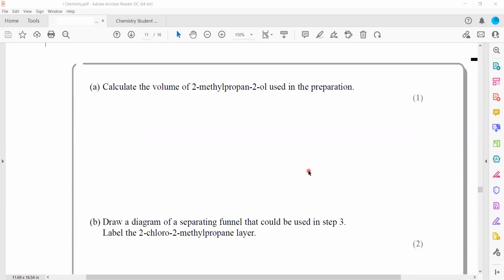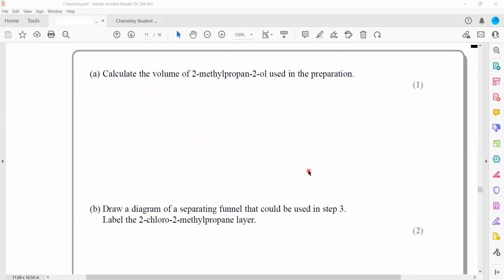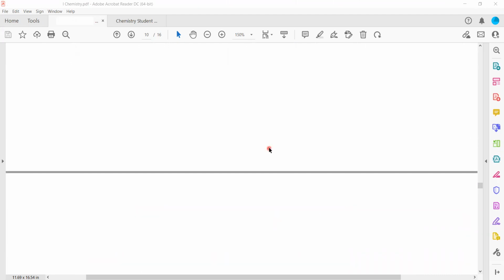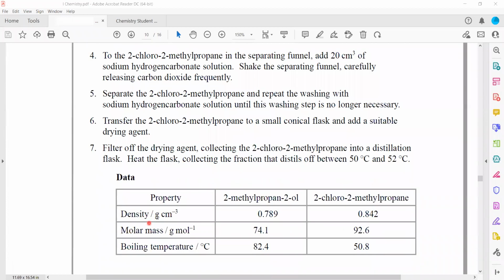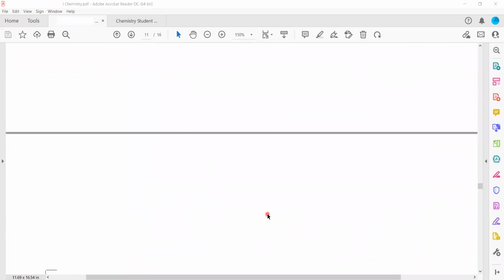So the first part: calculate the volume of 2-methylpropan-2-ol used in the preparation. In the beginning, as they mentioned, we know the moles. Here they mentioned 0.2 moles. We have the density, and the molar mass is also given. So using the moles, we'll find the mass in gram, and using the density and the mass, we can find the volume which is used.